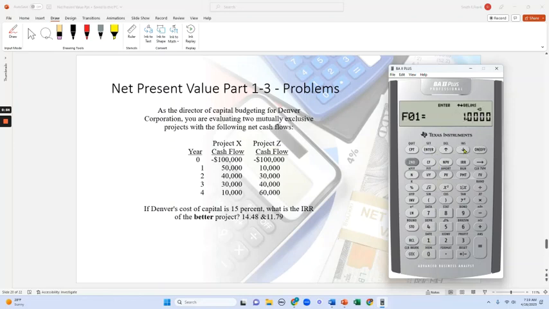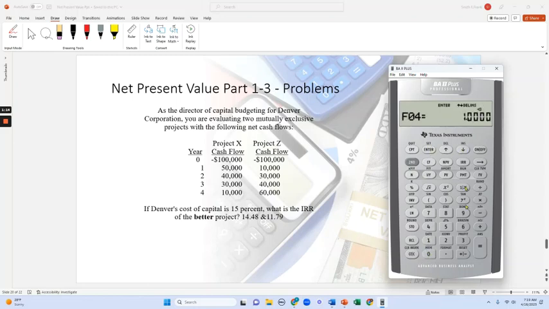That occurs once. Time two is 40,000, so I put 40, enter, and that occurs once. Cash flow three is 30,000, enter that, and that occurs once. And finally, cash flow four is 10,000, and that occurs once.